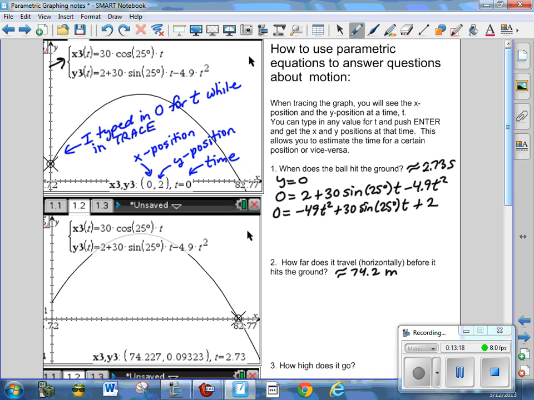So that means a is equal to negative 4.9, not 49. For some reason the decimal point is not showing. There we go, negative 4.9. B is equal to 30 sine of 25, and c is equal to 2. So you need to use the quadratic formula to figure this out. I'm going to pause the video and do that, and you can do that too and make sure we get the same answer.